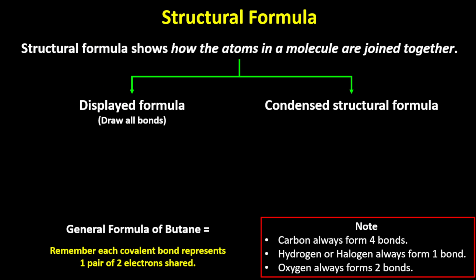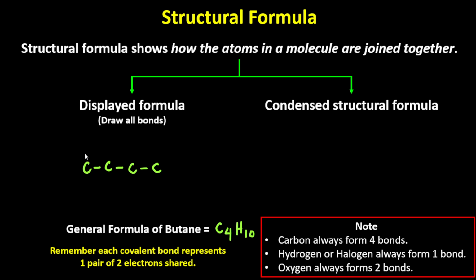Now let's go to structural formula. A structural formula shows how the atoms in a molecule are joined together. From the general formula, we can only know how many carbons and how many hydrogens there are, but we don't know how they are connected. For example, the molecular formula of butane is C4H10, and for the display formula, you first draw 4 carbon atoms, 1, 2, 3, 4. And then you fill up the rest with hydrogen.